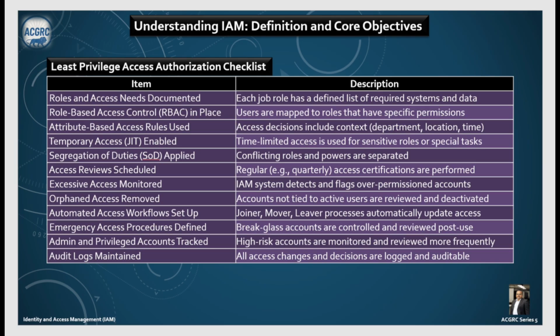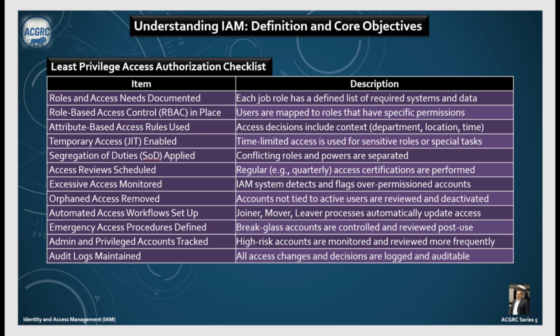Automate your process as much as possible, which is the joiner, mover, leaver process, so that you don't have to do that manually. It's simply not sustainable. Ensure you have a break glass account and that it is controlled and reviewed post use. But that is part of your emergency access procedures. Do you have it defined already? If not, it's time to define it.